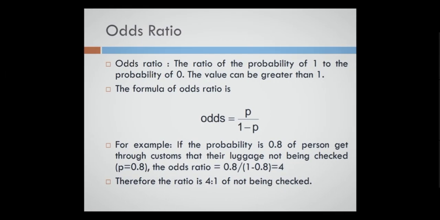One of the important things in logistic regression is the odds ratio. When we want to interpret the coefficient of the logistic regression, we need to find the odds ratio. So what is the odds ratio? It is the ratio of the probability of coded 1 to the probability of coded 0. The value of the odds ratio can be greater than 1. The formula is P over 1 minus P.